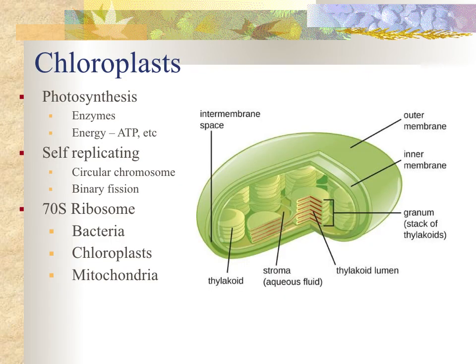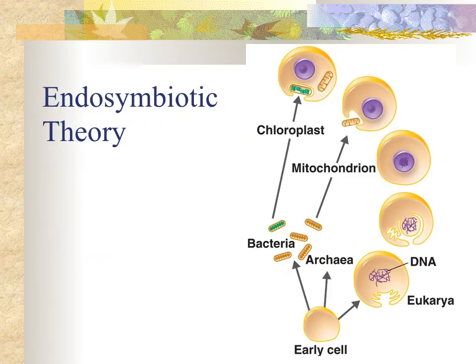Chloroplasts are very similar. They too have an external membrane. They too have their own chromosome. They too undergo binary fission and have a 70S ribosome, just like bacteria. And so these organelles are unique in that they can reproduce on their own. And there's a theory that suggests that these are actually bacterial cells that have been engulfed by eukaryotic cells and now are permanent residents. And so this endosymbiont theory is an important theory on the origin of eukaryotic cells, and it explains a lot of their activities.